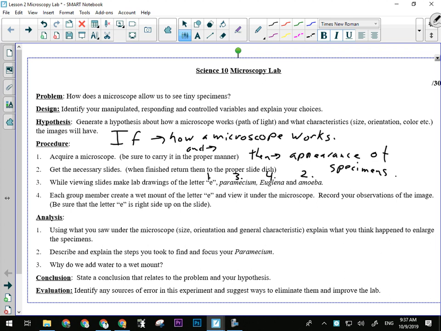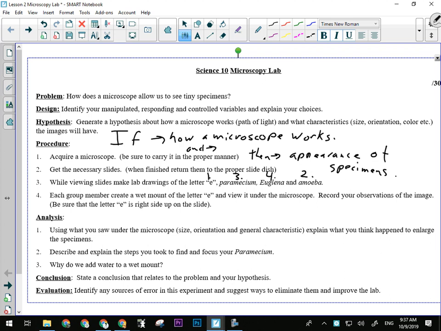Once you have the picture of the letter E through your microscope and all your group members have seen it, I would advise that we work in partners so everybody gets a chance to use the microscope. One partner can do the focusing for the letter E, the next partner can do the amoeba, then the next partner can do the paramecium, and so on.